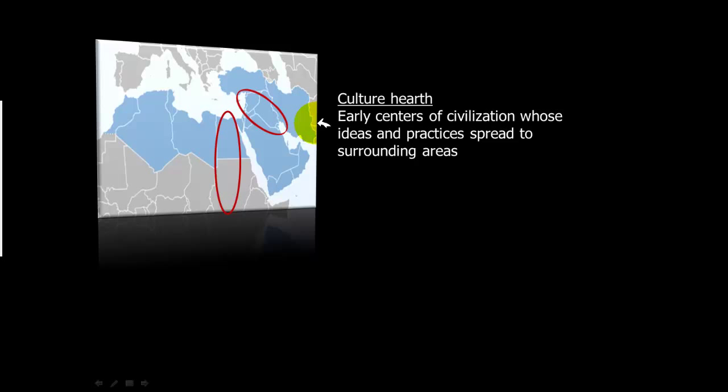And just moving to the next concept of reviewing what a cultural hearth is, these were once again the early centers of civilization whose ideals and practices spread to the surrounding areas. The two cultural hearths that we will spend time on today are the Mesopotamian cultural hearth, which is right here, in present day Iraq, and the Nile River cultural hearth, which occurs right here in present day Egypt and Sudan.